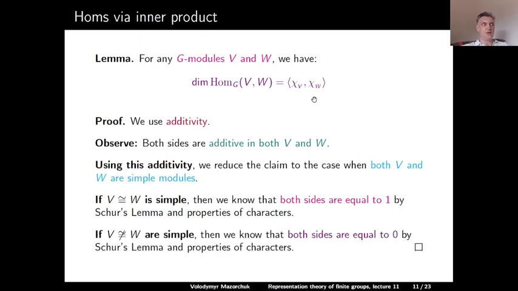If V and W are two non-isomorphic simple modules, then from Schur's lemma, we know that the only Hom between them is the zero Hom, so the dimension of the left-hand side is 0. And we also know that the characters of simple modules form an orthonormal basis in a certain space. In particular, the scalar product of two different simple characters is 0. And this completes the proof of our lemma.